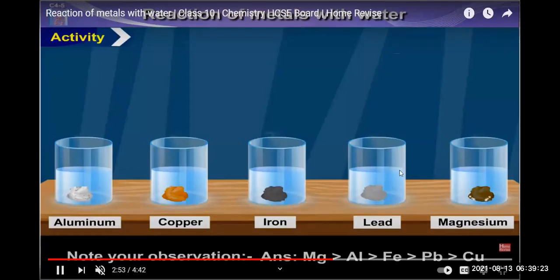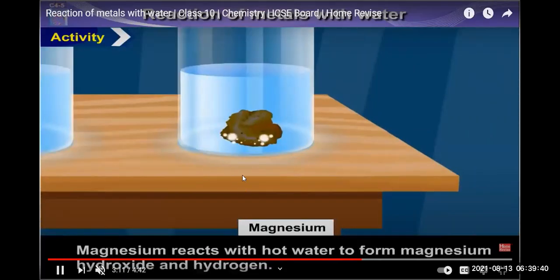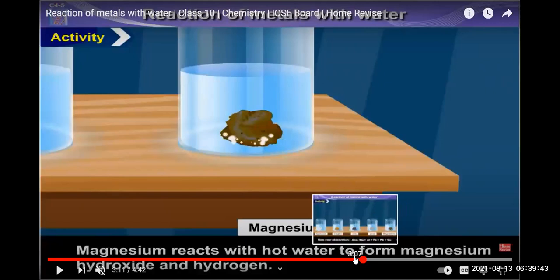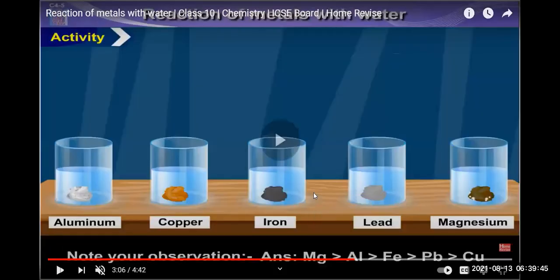Here the vapors are shown; they react with the hot water. You will see some are reacting very fast, some very slowly. Magnesium can catch fire there. Then less than it, you will see aluminum. Then afterwards, ferrous, iron metal, then lead, and the last one is copper metal. Okay, so this is the observation in the hot water.